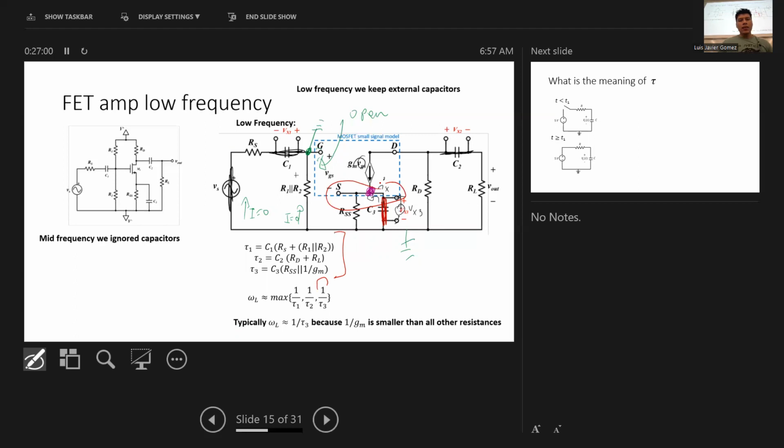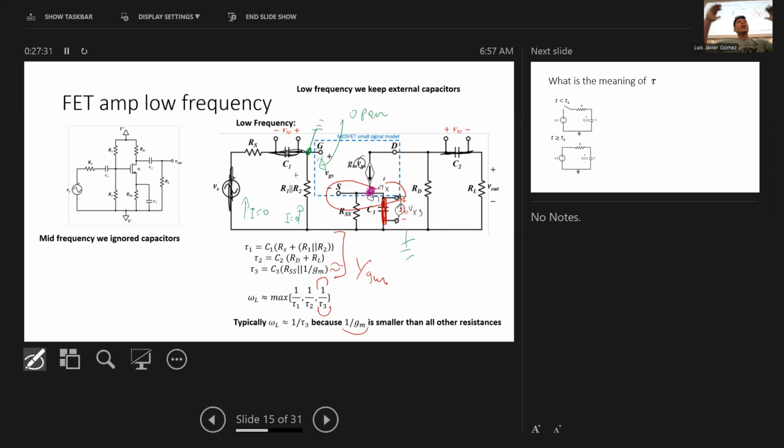Yeah, so typically for this particular circuit, it's always going to be 1/tau3. That's in particular because 1/gm is going to be much smaller than all the other resistances, and so this parallel configuration will approximately behave as 1/gm. So that's going to give you the lowest Thevenin resistance, which ends up being the limiting factor for this particular amplifier. That's not so important. What's important is that you know how to come up with these omega L's at this point.